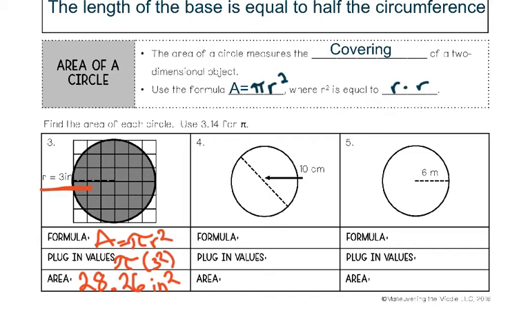Hey, it's Kenneth. I'll be going over number 4 with you. First, we're going to use the formula for the area of a circle. A is pi times r squared.